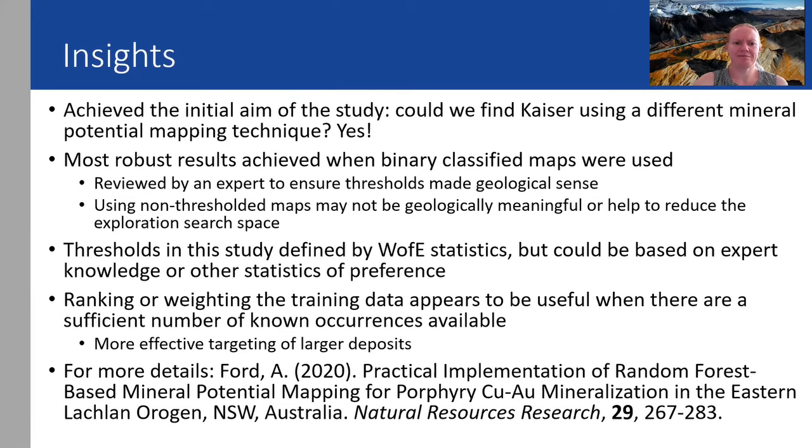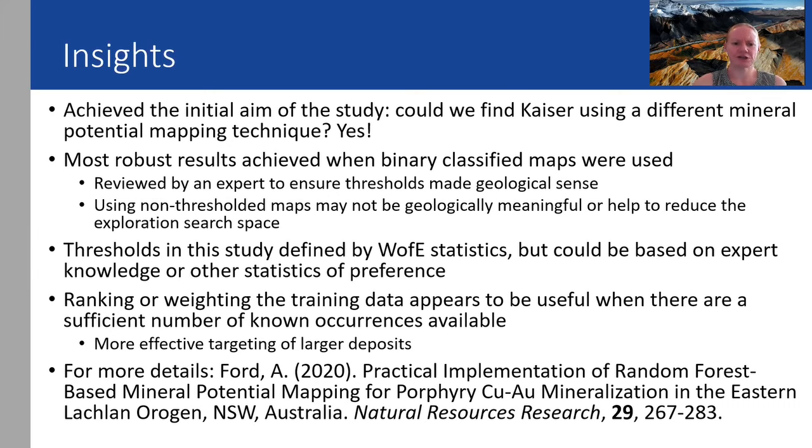We achieved the aim of the study. So we could find Kaiser using the random forest technique, which was fantastic because, as I was saying, that was what initially triggered this work being done. But we did find that the most robust results were achieved when the binary classified maps were used. So basically, they had thresholds reviewed by an expert to ensure that they made geological sense in the context of the porphyry copper gold mineral system, but also that the thresholds helped us to reduce our exploration search space.